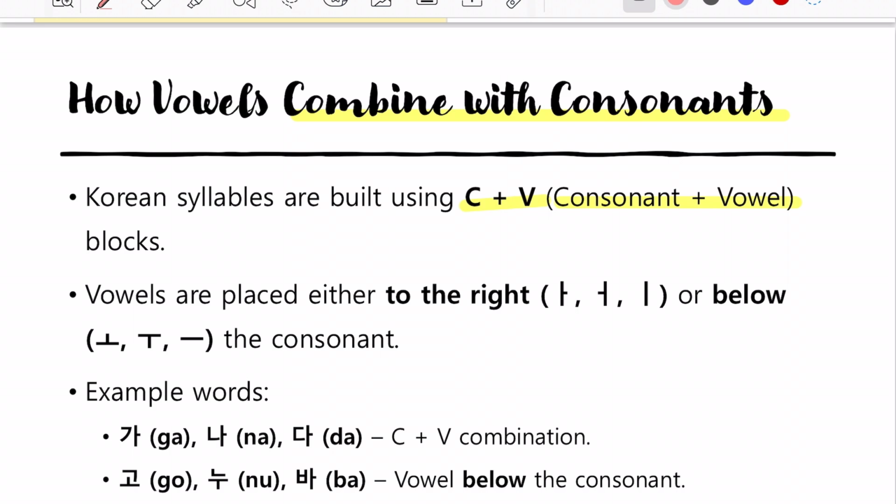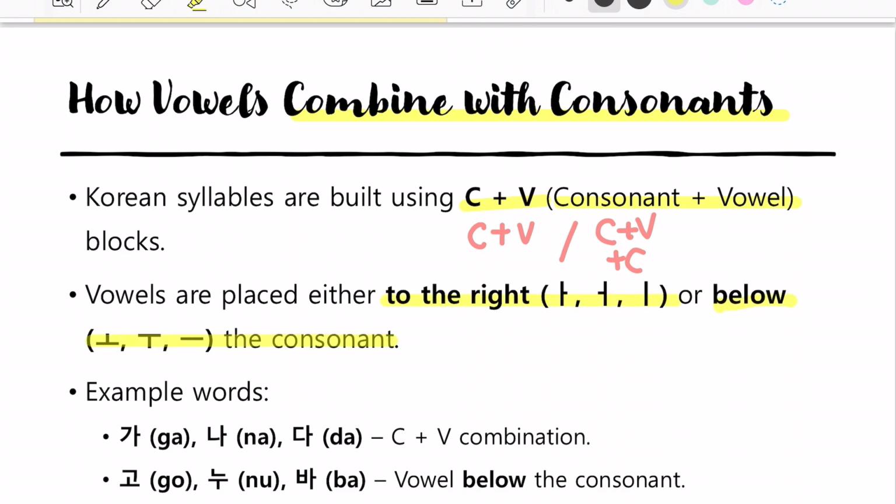Syllable blocks could be consonant plus vowel, but sometimes it could be consonant plus vowel plus another consonant at the bottom, which is called a final consonant. Let me write this again. So consonant plus vowel, and then downside there's another consonant. So there are syllable block types. We're going to learn this after you finish learning consonants, and then I'm going to teach you all the blocks. And then vowels are placed either to the right side or below the consonant.